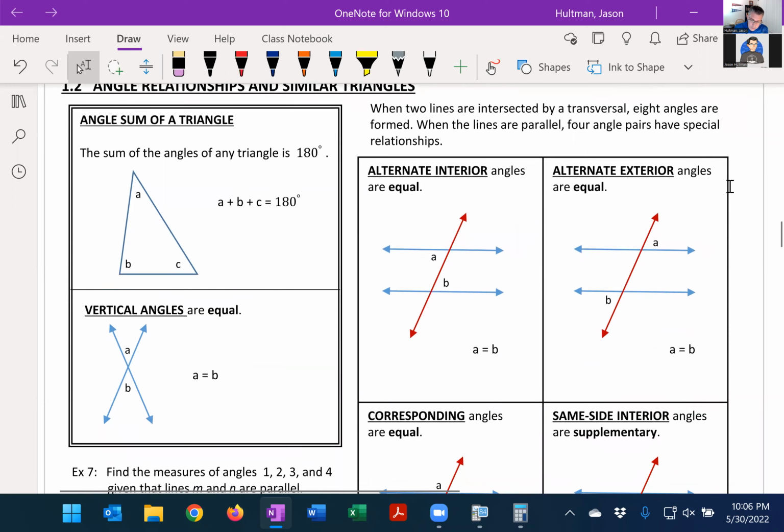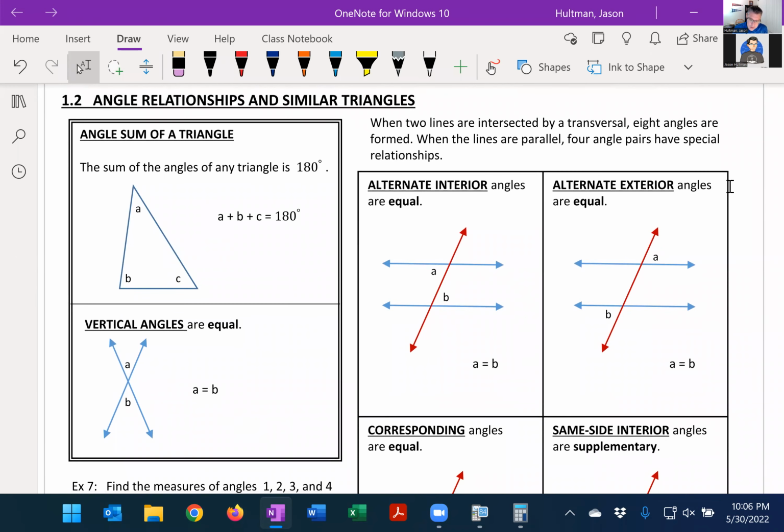Okay, so one of the relationships in a triangle is that the angles all add up to 180 degrees. So angle A, angle B, angle C are all going to be equal to 180 there. The other angle relationship that we have here is vertical angles, which are angles opposite a vertex. This is a vertex. Angles opposite a vertex, those are equal.